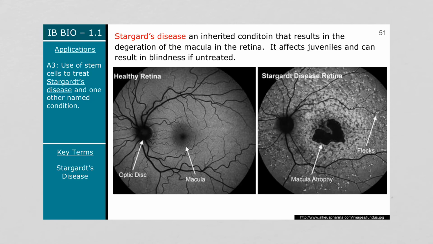One particular disease that you need to be familiar with is Stargardt's disease. This is an inherited condition, meaning that it's congenital, so it comes from a genetic abnormality. It results in the degeneration of the macula, and the macula is a region of concentrated photoreceptors, specifically cone cells, in the back of the eye.